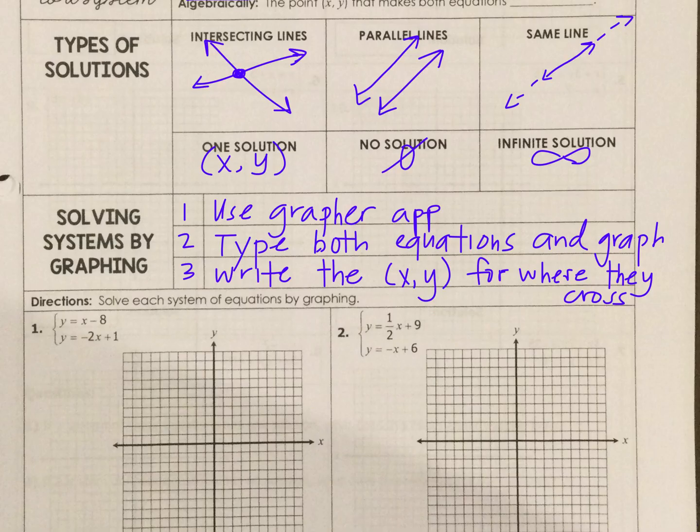All right, these are the 3 steps when we are solving systems of equations. We are going to use the Grapher app. You're going to type both the equations in and graph them, and then you're going to write the x and y for where they cross. So I'm going to do this first one right here.